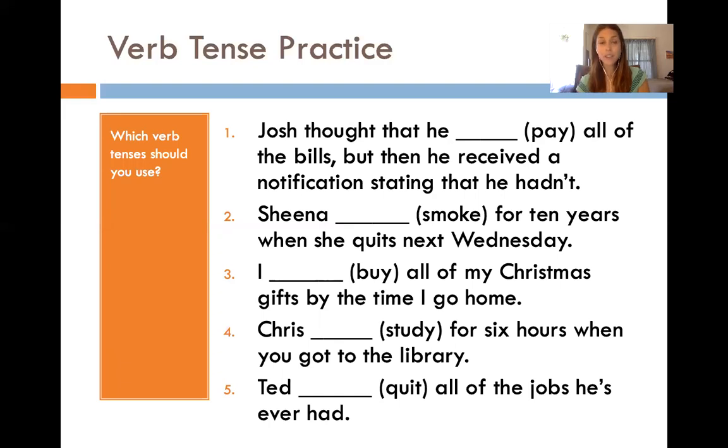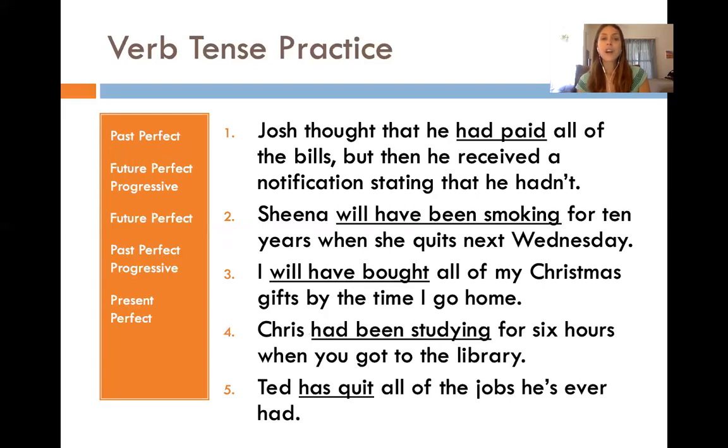Okay, so you've paused your video and you've written down your answers. Let's go through the correct answers. Number 1, Josh thought that he had paid all of the bills, but then he received a notification stating that he hadn't. This is tough because the past perfect is a weird one, but Josh thought that he had paid all the bills. He thought that this was done in the past before he received the notification. So we say had paid as a past perfect. If Josh thought that he paid all the bills, but then he received a notification saying that he hadn't, that's okay too. If you put the simple past there, that's fine.